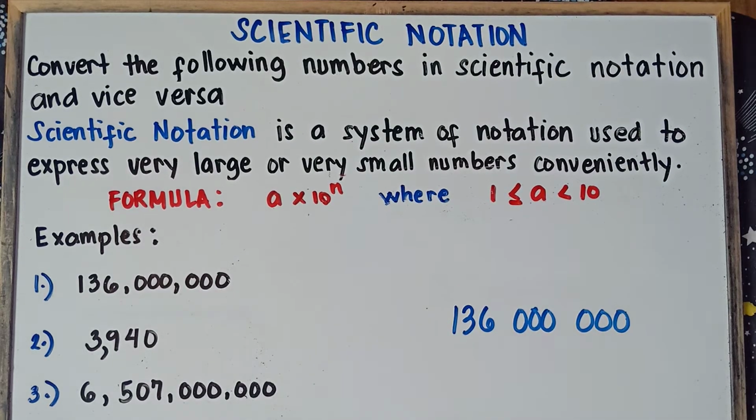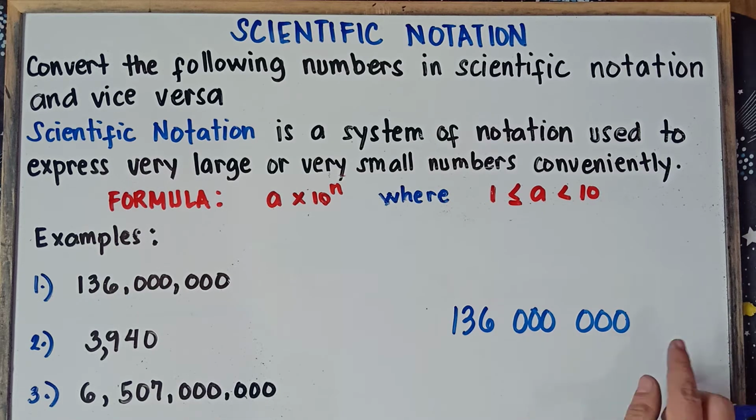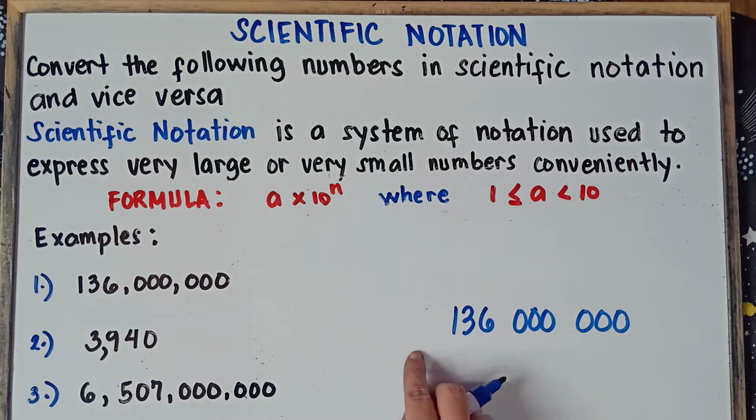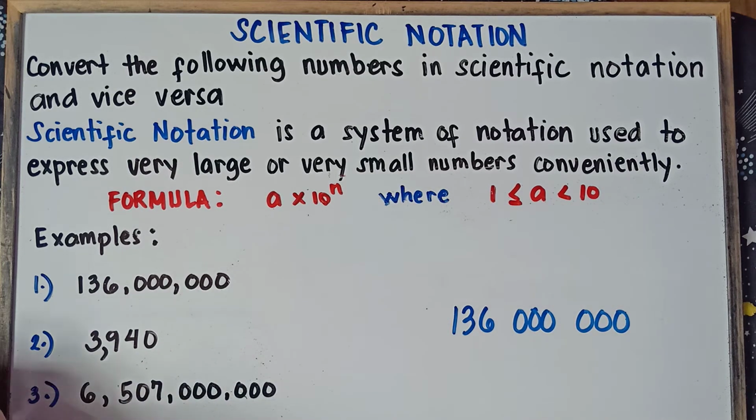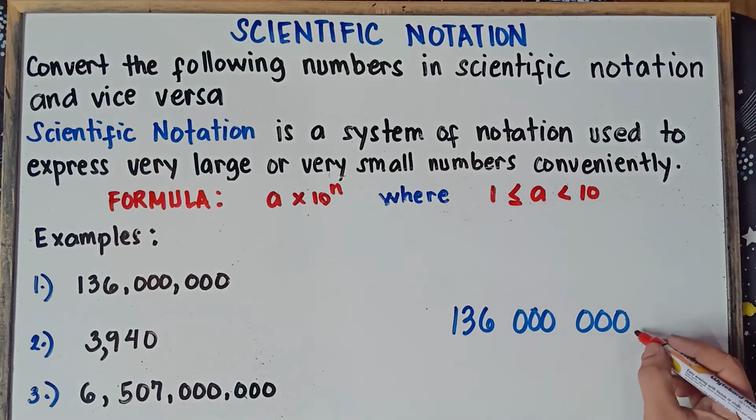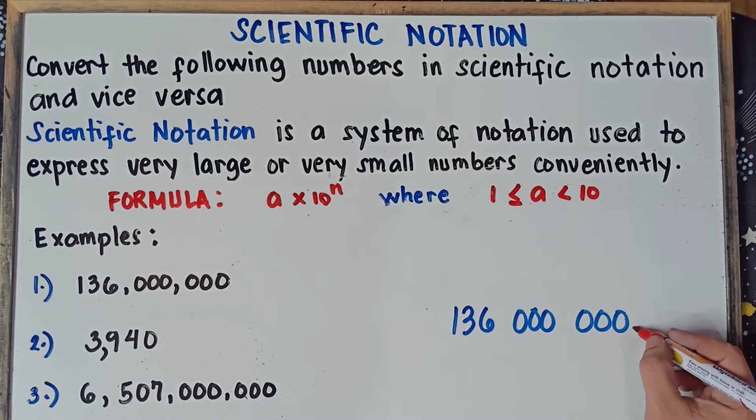The first thing that you need to do is look for the decimal point. Of course, we know that for any whole number, the decimal point is always after the whole number. The decimal point is here. Once again, if you don't see any decimal point in a whole number, understand that the decimal point is always after the whole number.